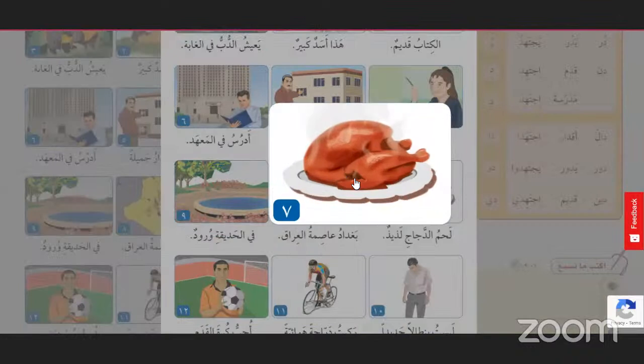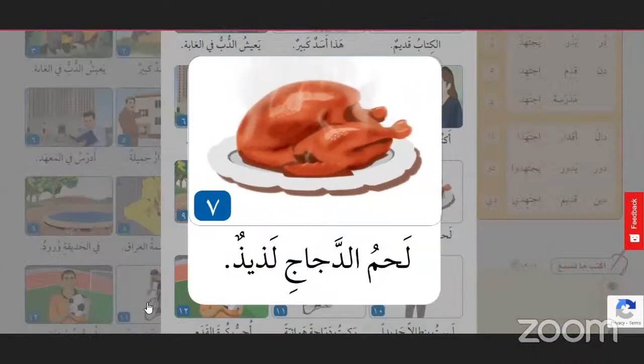Hamza, go ahead with this one. Lahmu ad-dajaj ladhidh. The meat of the chicken is tasty, delicious. Good job. Any questions on meat? Lahm is meat, by the way, by itself. But then he's saying the meat of the chicken. Okay.